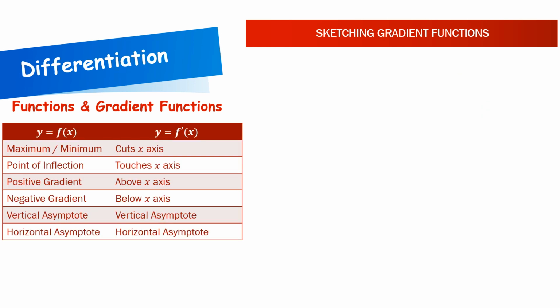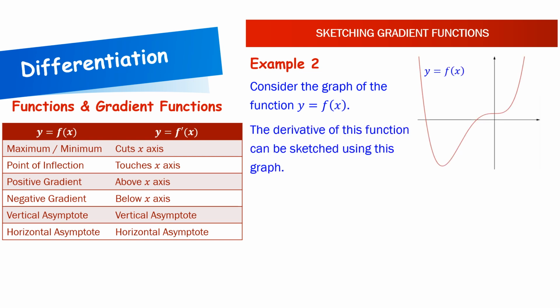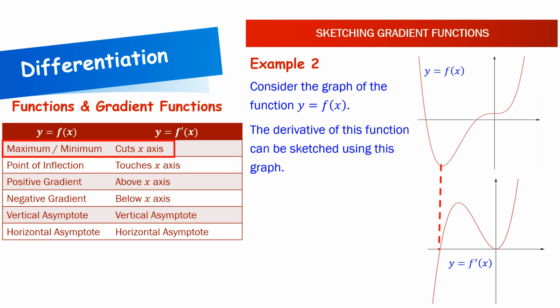Now let's have a look at some key features of y equals f of x, which will allow us to sketch y equals f dash of x. Consider this example. Consider the graph of the function y equals f of x, as shown here. The derivative of this function can be sketched using this graph, and it will look something like this. How did we obtain this?